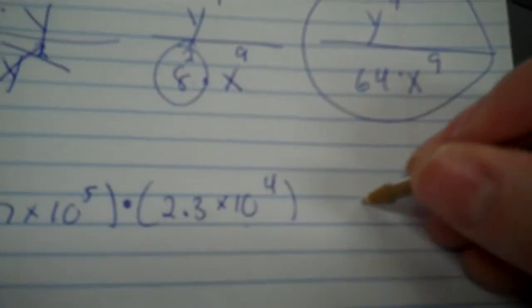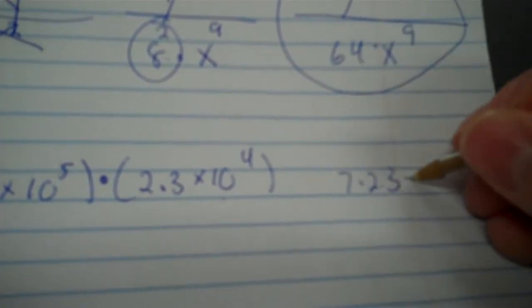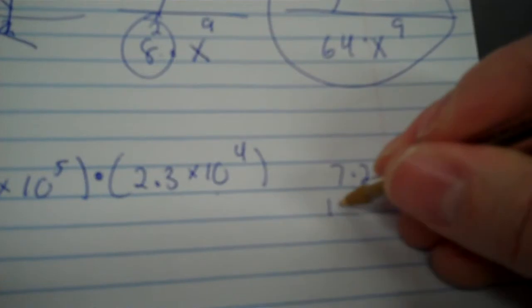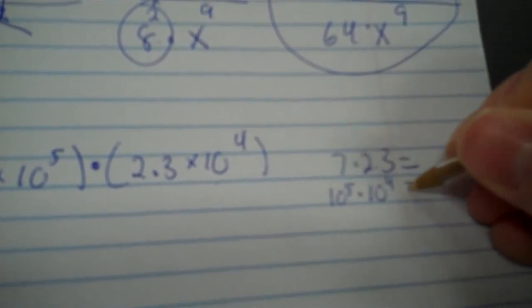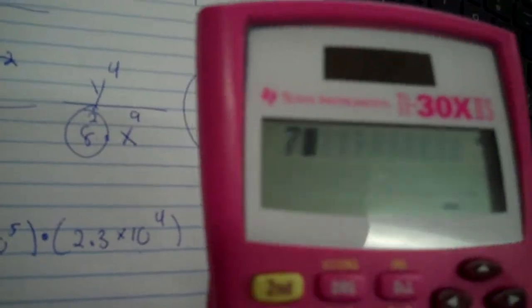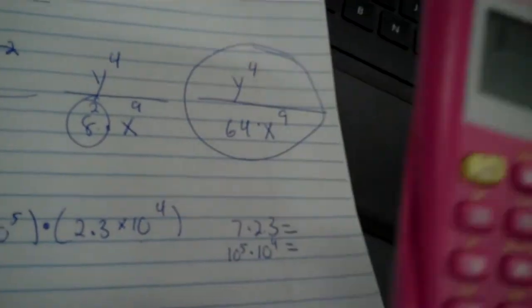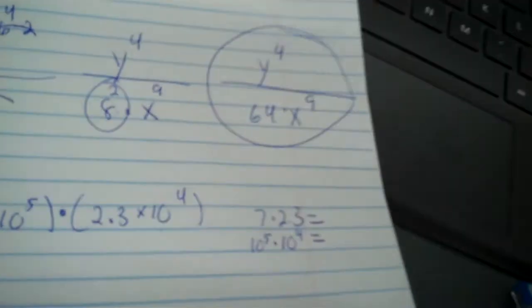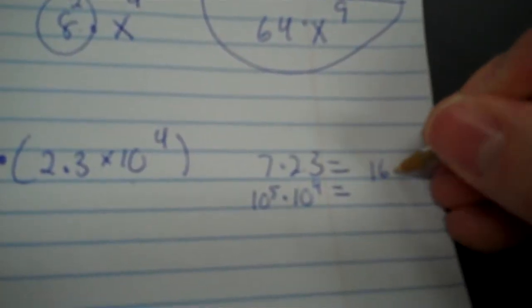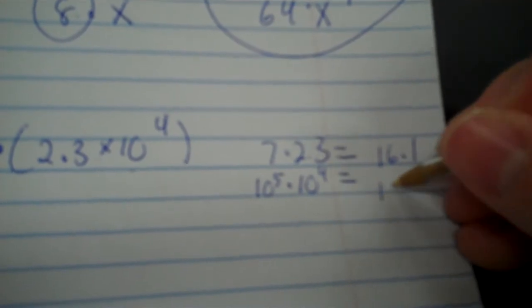Take 7 times 2.3, that would make the most sense, and 10 to the 5th times 10 to the 4th. So 7 times 2.3 is just a regular multiplication. 16.1 is what I got. Now, you write 10 down and you add the powers, multiplying the same base with the same exponents. 5 plus 4 is 9, okay? You're adding those two. So we have 16.1 times 10 to the power of 9.